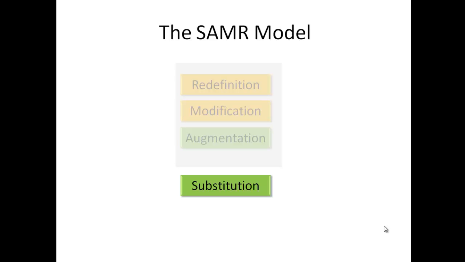This presentation looks at the substitution stage of the SAMR model, providing some examples to explain this stage of the model. This presentation is the second in a series of presentations on the SAMR model, and the series is made up of 5 presentations. The first being an introduction to the model, followed by 4 separate presentations, each one concentrating on a different stage of the model.